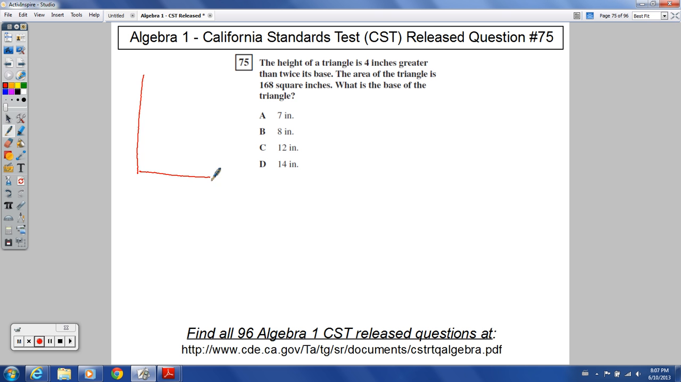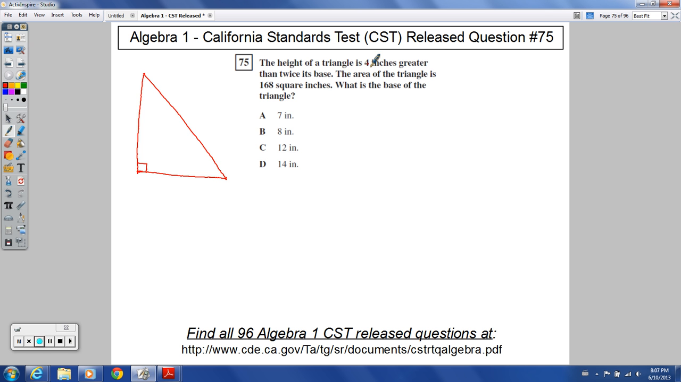So I'm not going to draw this to scale necessarily, but I'm going to say that this will be my base and this will be my height. They're perpendicular to each other. It might not be a right triangle, but I'm going to draw it so that it looks like one. It doesn't say what type of triangle it is, so I don't feel like that's an important part of this problem.